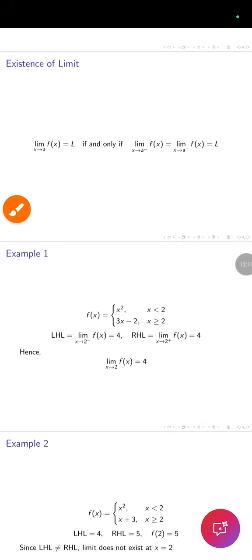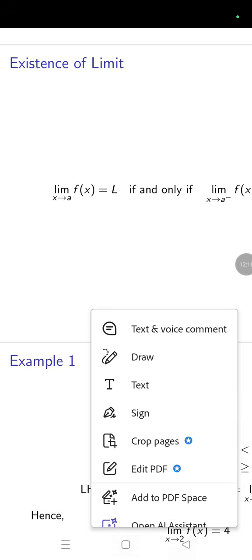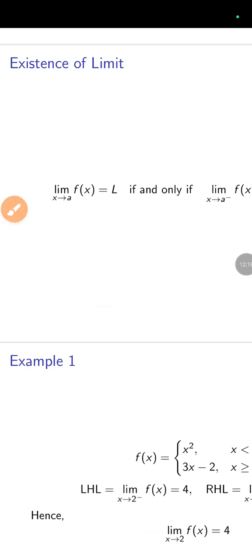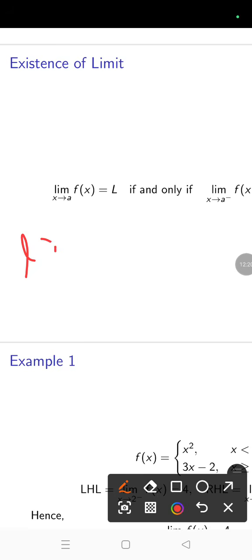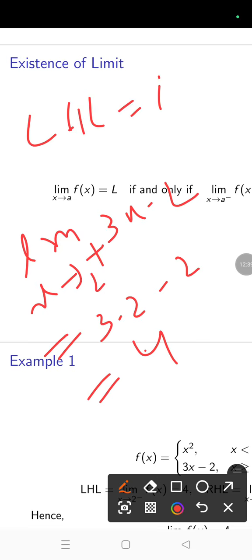So that's why your limit will be: limit x tends to 2 plus 3x minus 2, and that is equal to 3 into 2 minus 2, and this is 6 minus 2 equal to 4. Now you can say that LHL is equal to RHL, and that's why the limit exists.